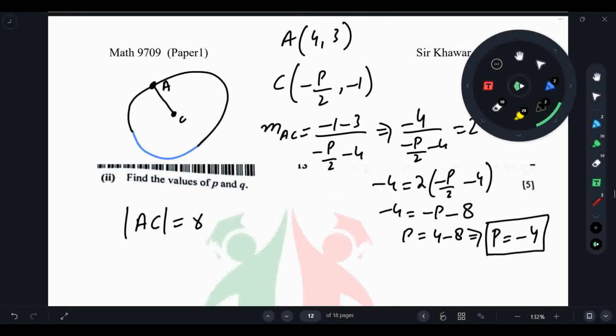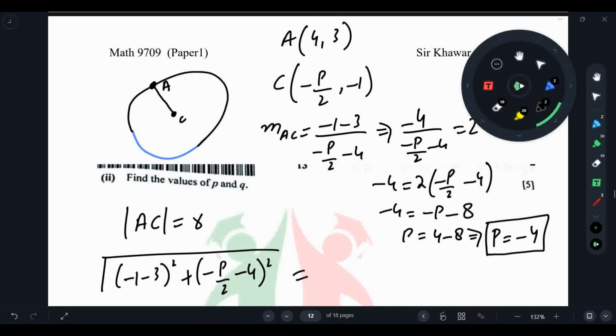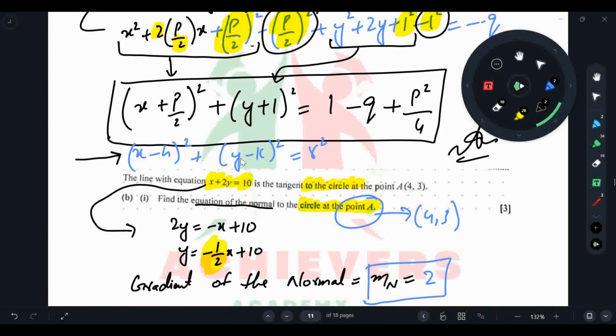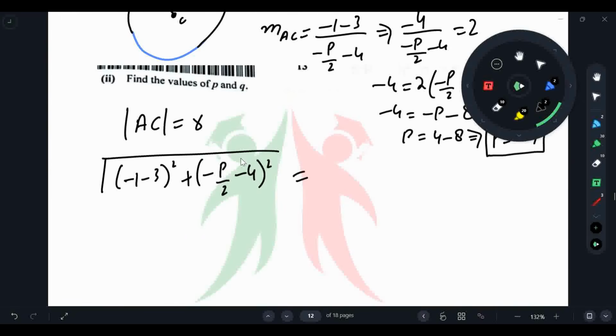And now if we simply find out the distance, we can write it as minus 1 minus 3 whole square plus minus p by 2 minus 4 whole square is equals to r. Now we know that this whole thing is equals to r square. So r will be equals to square root of this one. So r is equals to square root of 1 minus q plus p square by 4.